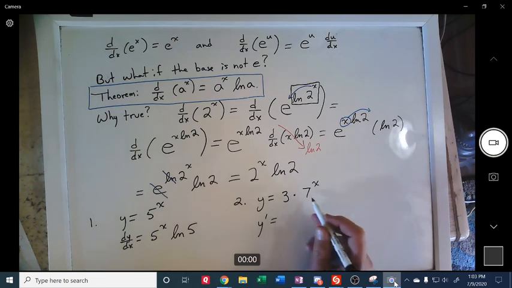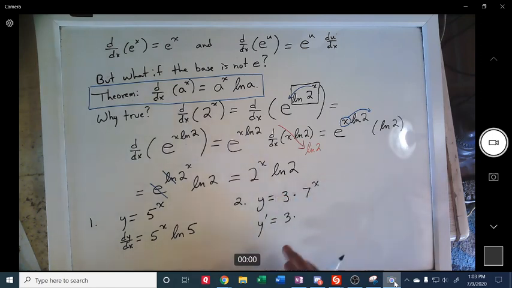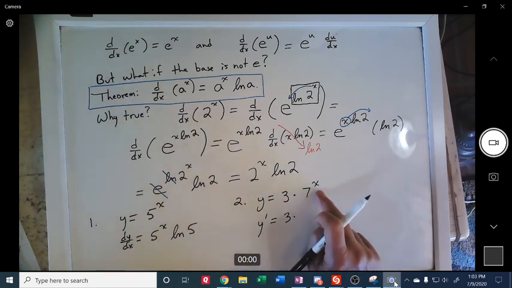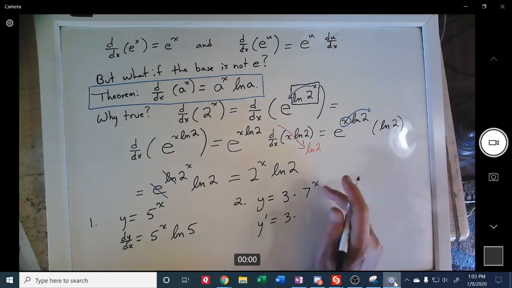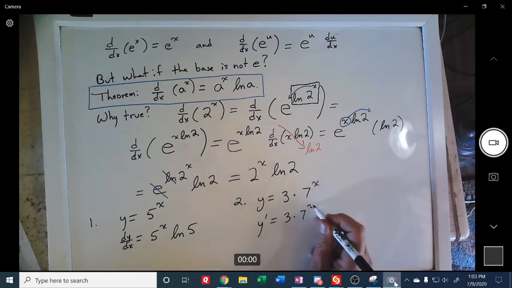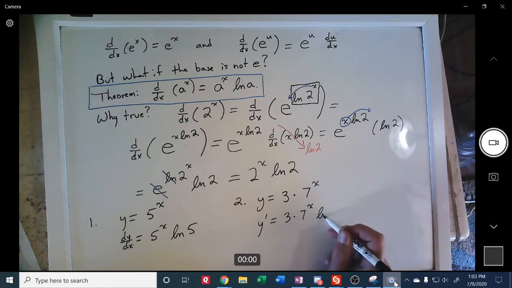So this is number 3. The derivative of a constant times a function, the constant just stays out front. The derivative of a to the x is a to the x, and then ln of a.